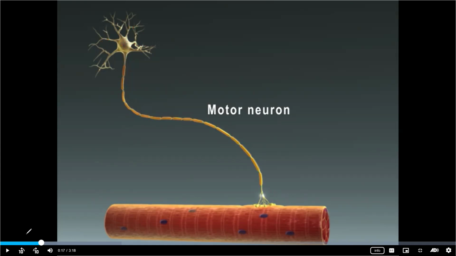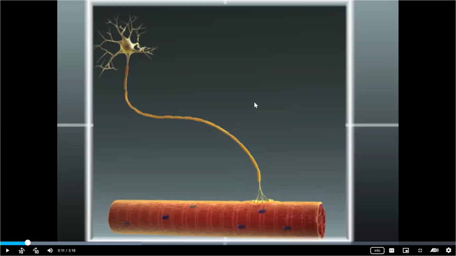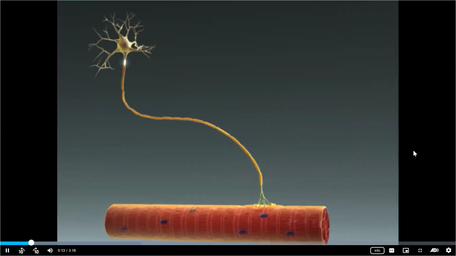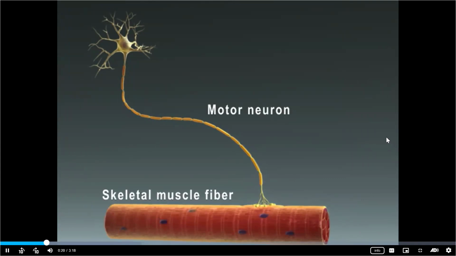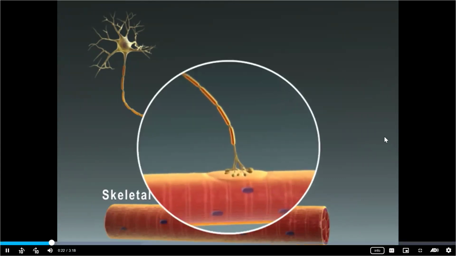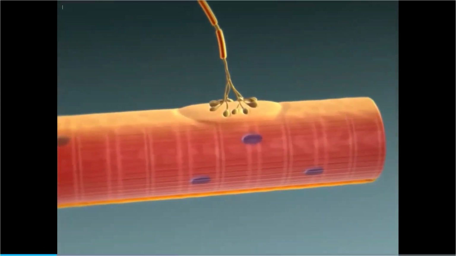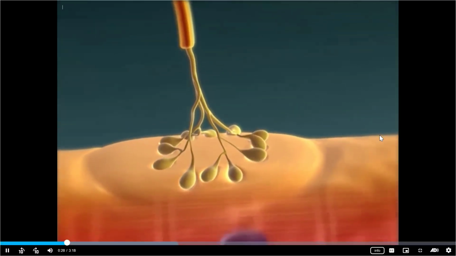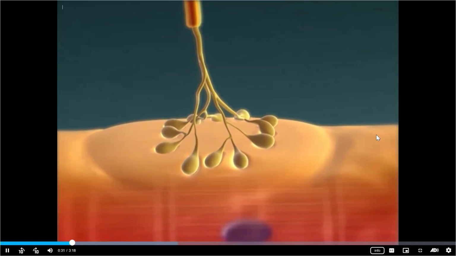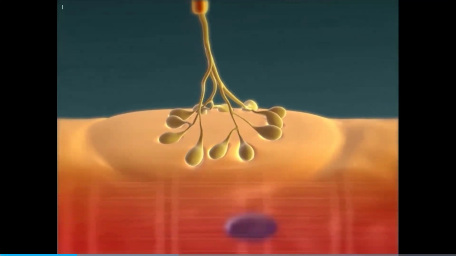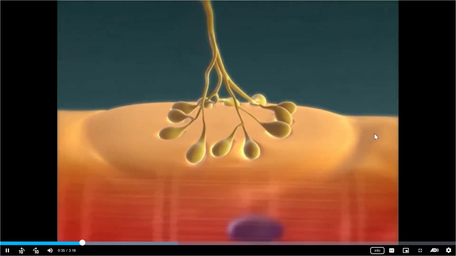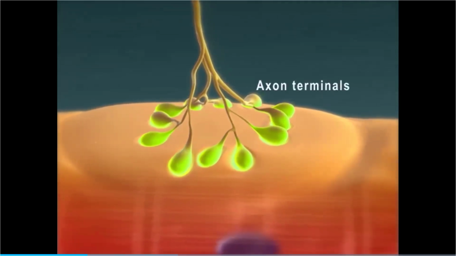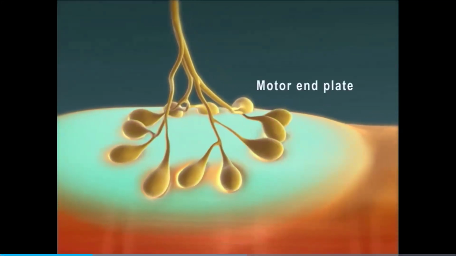Okay, let's back it up a little. An action potential propagates down a motor neuron to a skeletal muscle fiber. The site where a motor neuron excites a skeletal muscle fiber is called the neuromuscular junction. This junction is a chemical synapse consisting of the points of contact between the axon terminals of a motor neuron and the motor end plate of a skeletal muscle fiber.